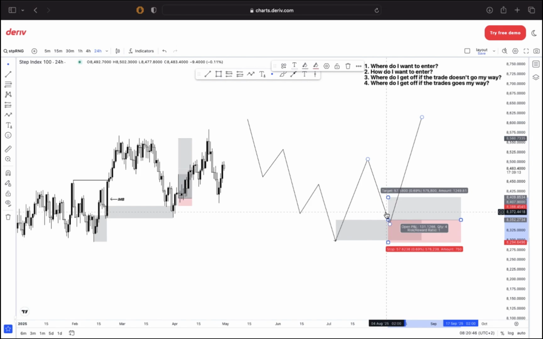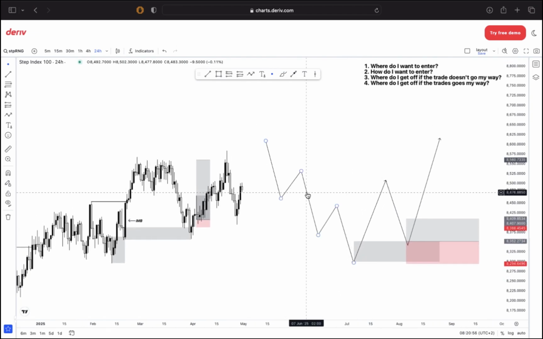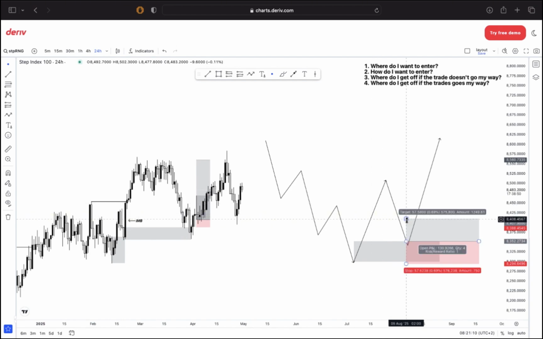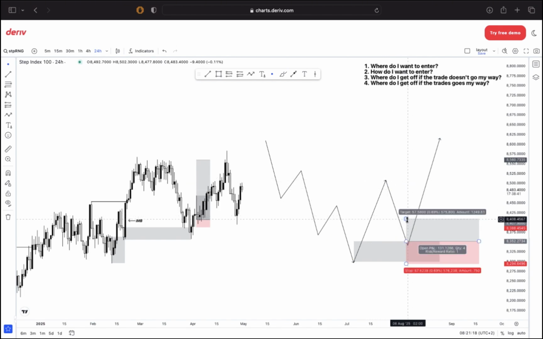Now, where do you want to get off if the trade goes your way? Do not forget that the ultimate goal of scaling down to the lower time frames is to minimize the stop loss range from the higher time frame. Now, how you want to go about taking your profits, as I mentioned, is that you want to be taking your profits from the most recent high. So in this case, this would be your most recent high around this area here.